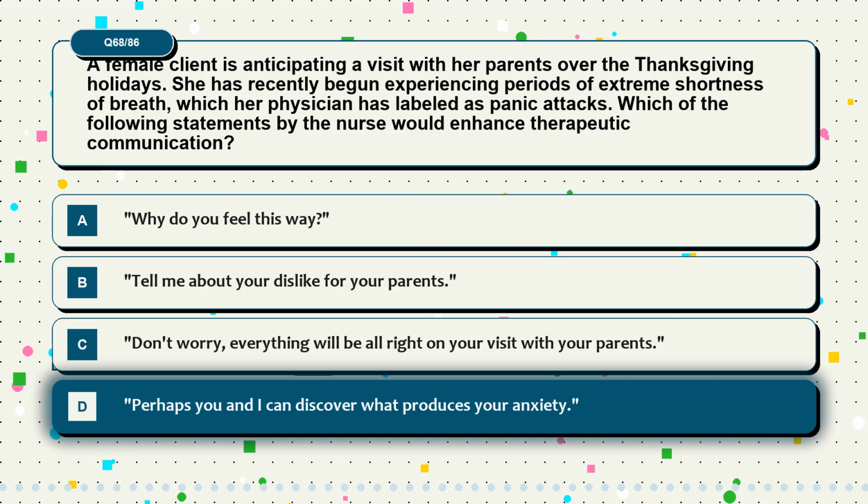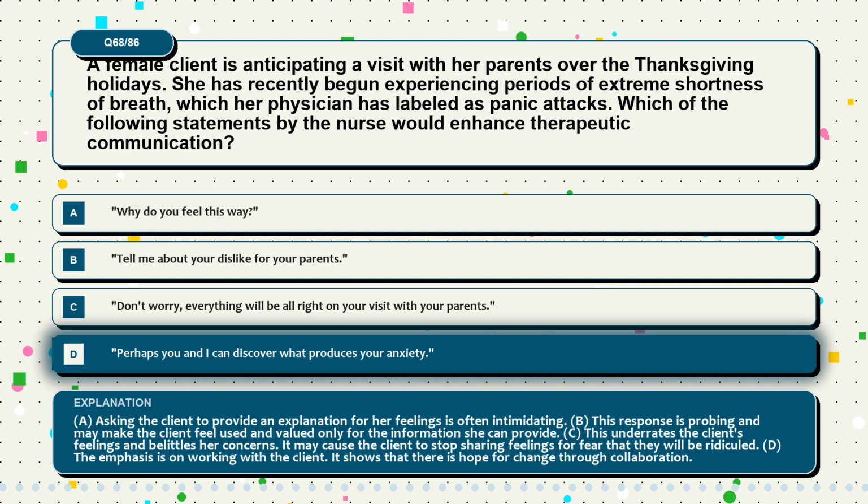The correct answer is option D: perhaps you and I can discover what produces your anxiety. Asking the client to provide an explanation for her feelings is often intimidating. B: this response is probing and may make the client feel used and valued only for the information she can provide. C: this underrates the client's feelings and belittles her concerns. It may cause the client to stop sharing feelings for fear that they will be ridiculed. D: the emphasis is on working with the client. It shows that there is hope for change through collaboration.